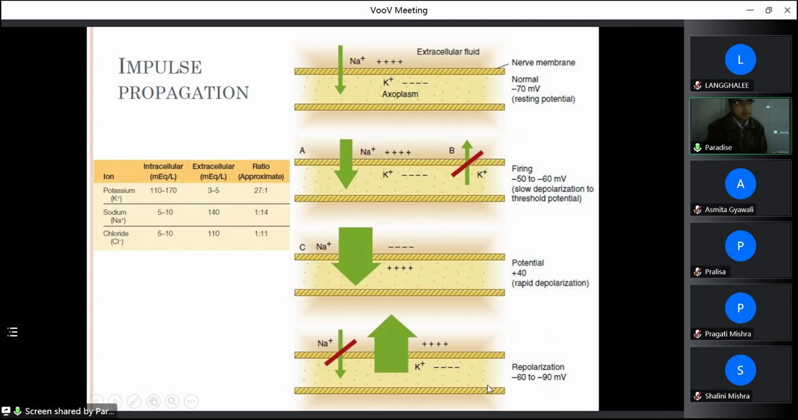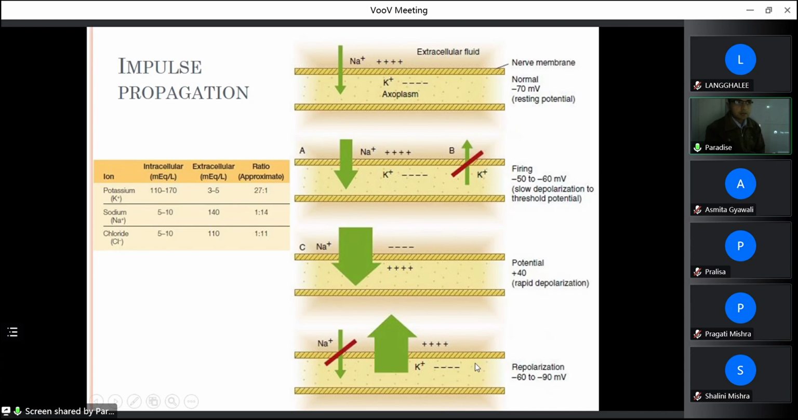Now the problem is, normally what happens? The concentration of sodium should be more in the extracellular fluid, and the concentration of potassium should be more in the intracellular fluid. Now what happens in this condition? The scenario is just the opposite. The sodium concentration is more in the intracellular fluid, and the concentration of potassium is more in the extracellular fluid. Now that has to be managed. Once the action potential is generated, the resting membrane potential is maintained.